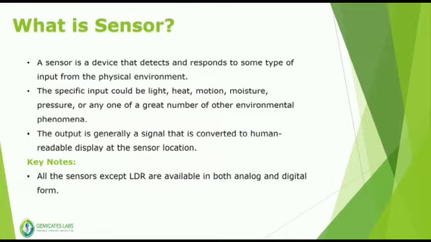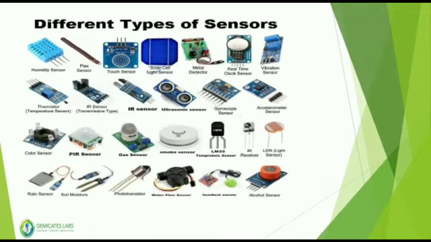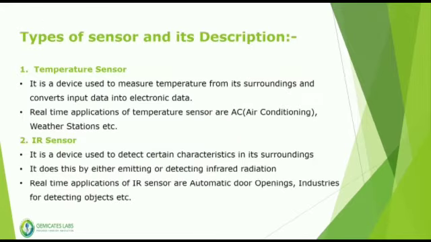are available in both analog and digital form. Except the LDR sensor, it is available in analog form. There are different types of sensors in the market. Some of them are the temperature sensor, which is used to measure temperature from the surroundings and converts it into electronic data. They are used in ACs, weather stations, etc.